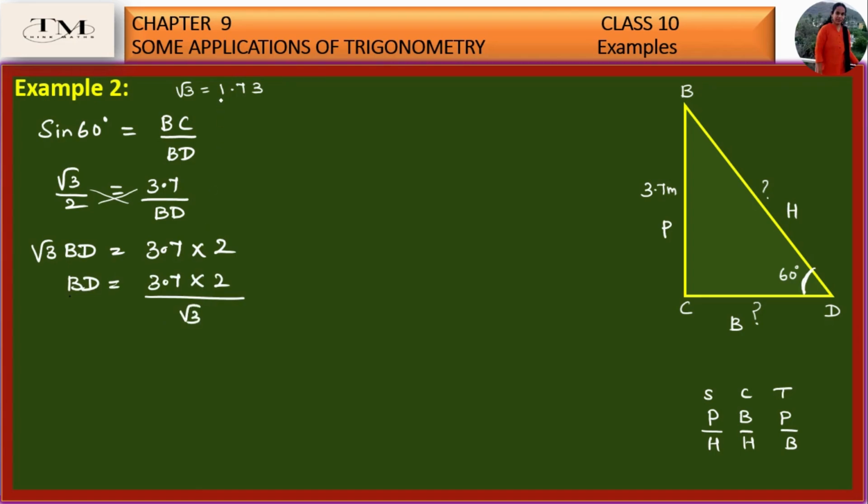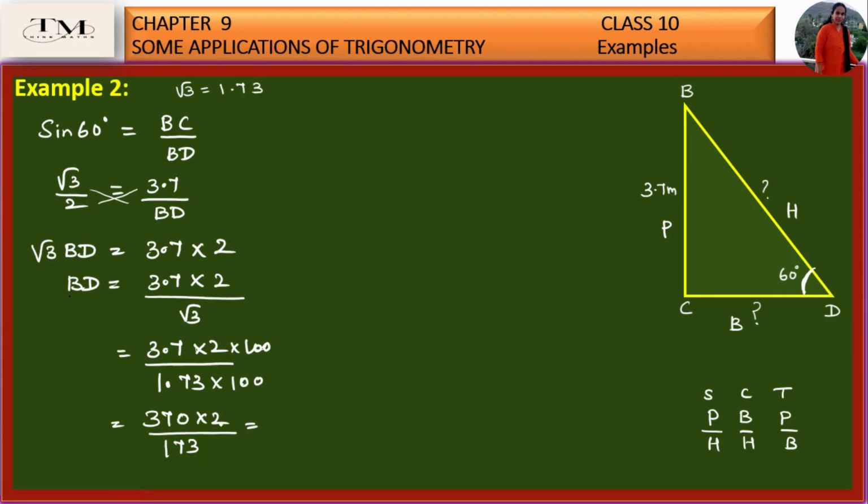So root 3 value is given as 1.73. So we must substitute the value. So 3.7 into 2 divided by 1.73. So in the denominator we have two decimal places. A decimal point is there before two values. So we should multiply by 100 in the numerator and denominator. So 3.7 into 100 will be 370 into 2 divided by, this decimal will be cancelled because we multiplied by 100. So it will become 173.